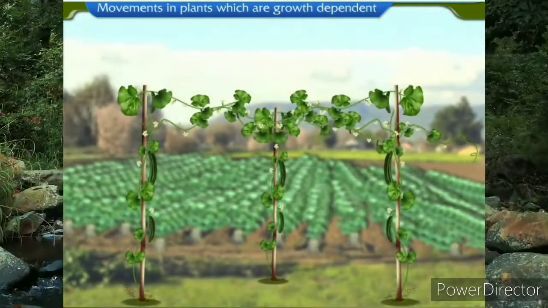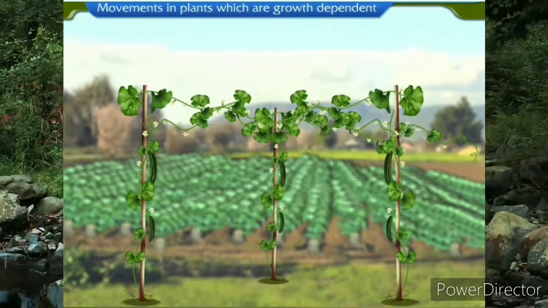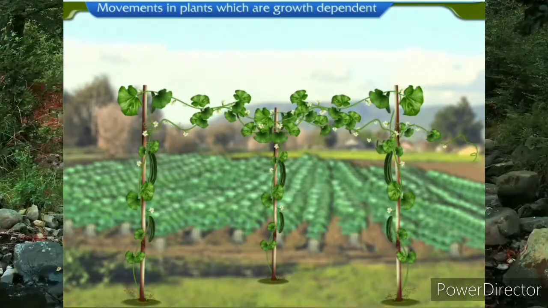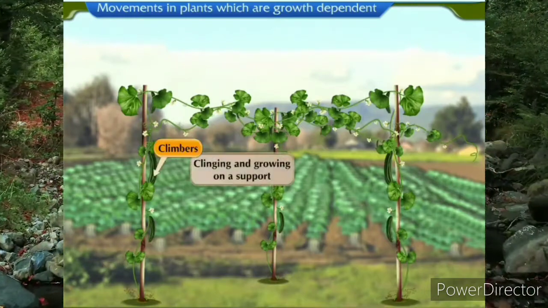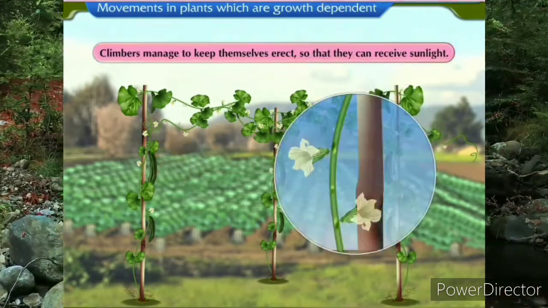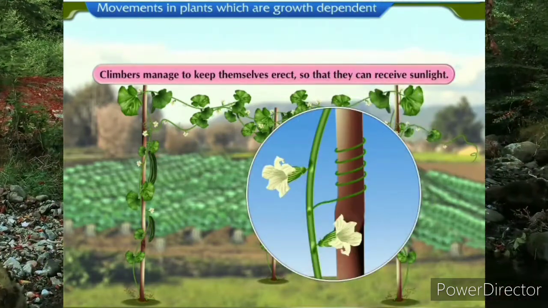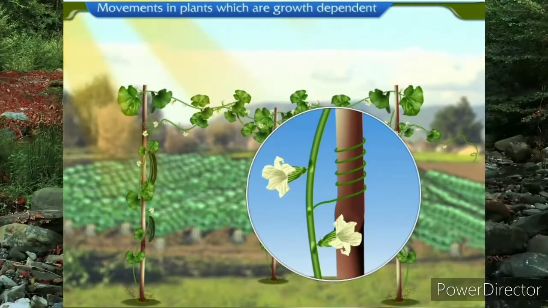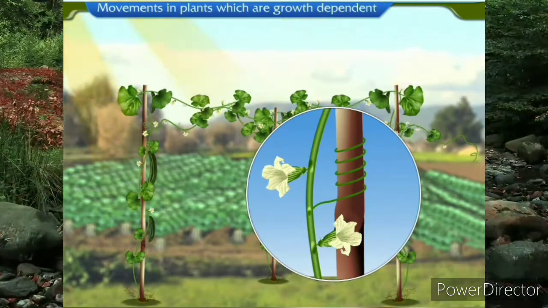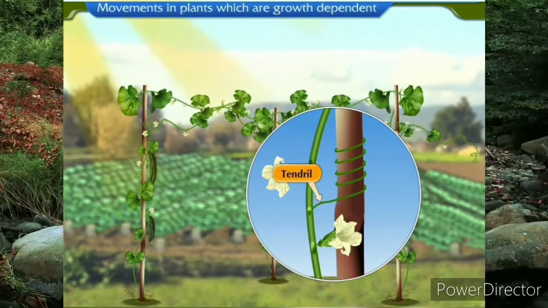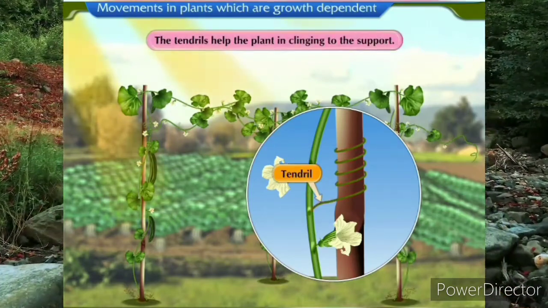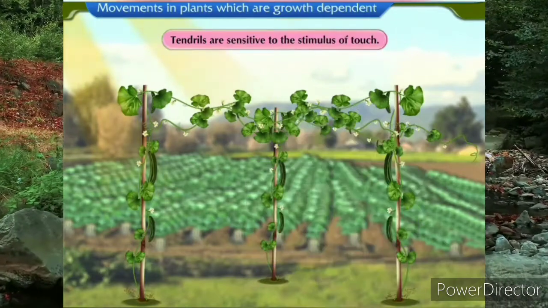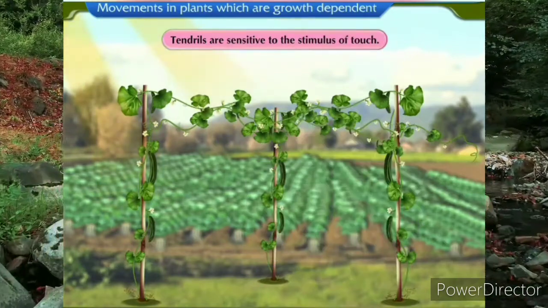Let us discuss some examples of plants showing growth-dependent movements. You must have seen the climbers clinging and growing on a support. They manage to keep themselves erect so that they can receive sunlight. These climbers have special modified structures called tendrils. The tendrils help the plant in clinging to the support. Tendrils are sensitive to the stimulus of touch.